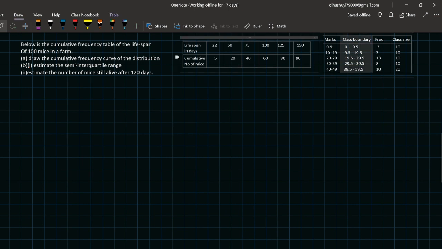Now how can I represent this on my graph? I have 22, 5, 20 to 5, 50 to 20, 40 to 75. Knowing fully well that my cumulative frequency will be on the y-axis, 22, 25. Let me have an interval of 25, 25 here. So permit me.